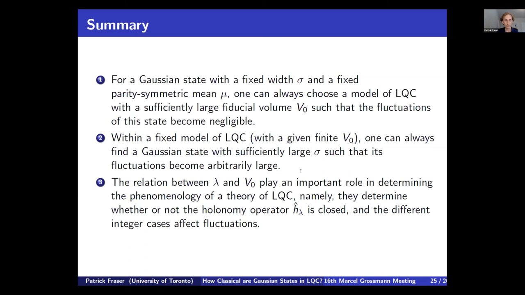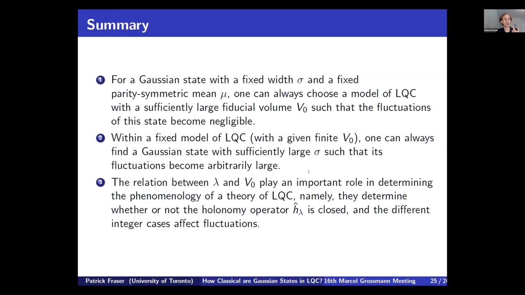The second conclusion, however, balances things in the opposite direction. Within any fixed model of LQC, where we've got some finite fixed V naught, one can always find a Gaussian state with sufficiently large variance such that its fluctuations are arbitrarily large. This means that in any model of loop quantum cosmology, there are always Gaussian states that are as non-classical as one could imagine, where non-classicality is cashed out here in terms of just negating semi-classicality. So whether a particular Gaussian state is semi-classical or highly non-classical really depends on the choice of fiducial volume compared against the variance of that state.